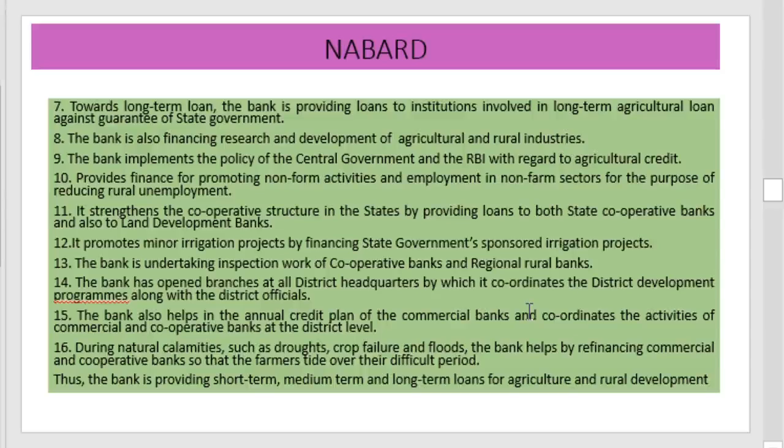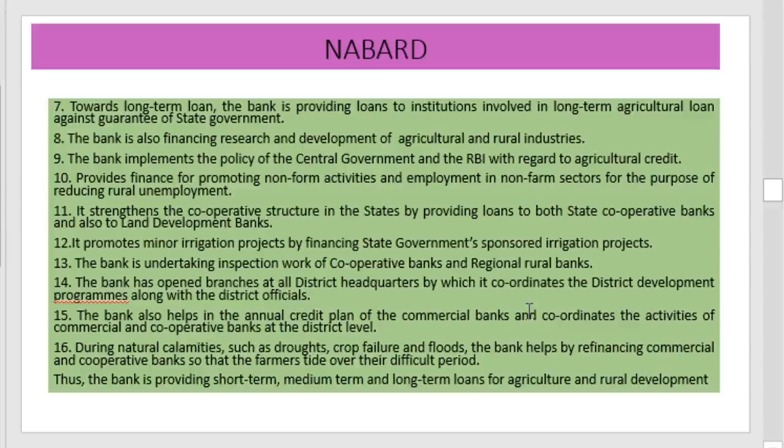Next, the bank is also financing research and development of agriculture and rural industries. That is, research and development is one of their major important roles, and thereby they do the research and developmental functions also. The next function is that NABARD implements the policy of the central government and RBI with regard to agricultural credit. That is, all the functions related to agricultural credit of the Government of India and RBI are done by NABARD.